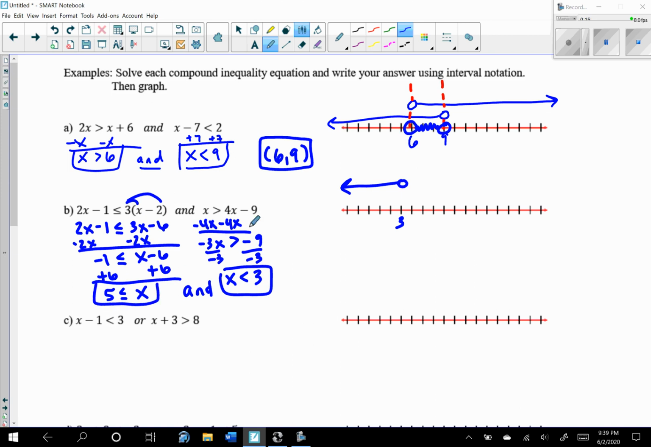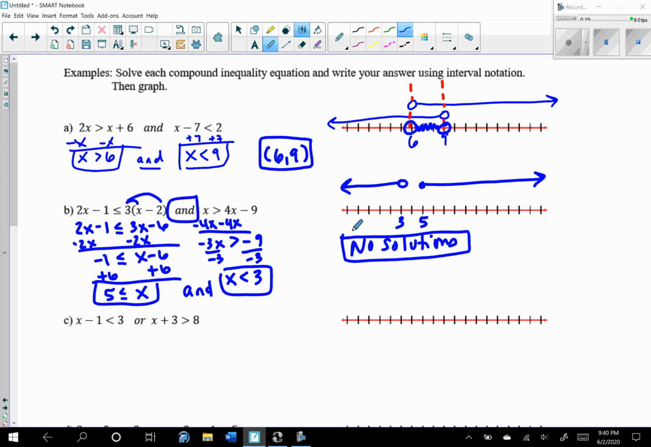Here I have x is greater than or equal to 5. So here's 3, 4, 5. We have a closed circle. And our numbers are going to be shaded going this way. And this is an and problem, so you look for where the two overlap. Well, what happens when none of them overlap? Then that means there are no solutions, because it doesn't work for both of them.